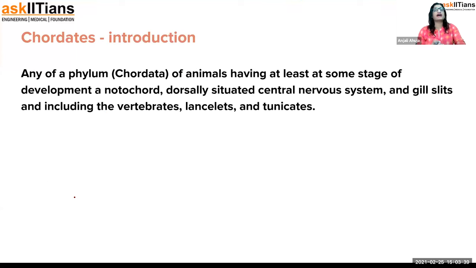First of all, guys, we have to understand what is chordate and what is non-chordate. See, I told you this earlier also that there are two categories. One is non-chordate and one is chordate. And how do we differentiate both of them? We differentiate them on the basis of the notochord, nerve cord. Like these are the things that are written on the screen up there.